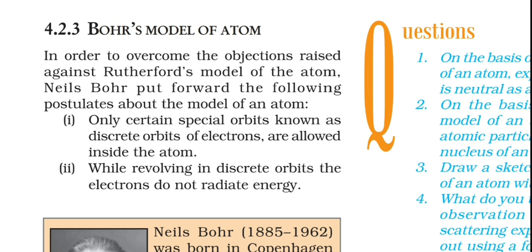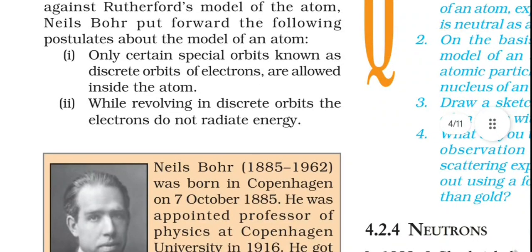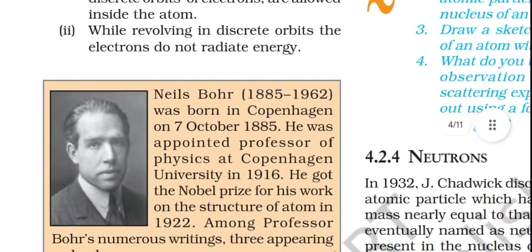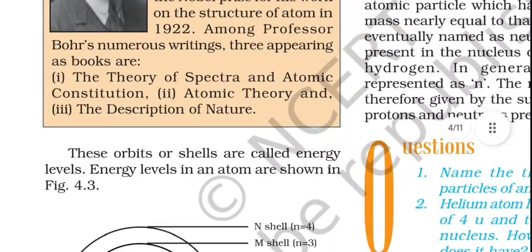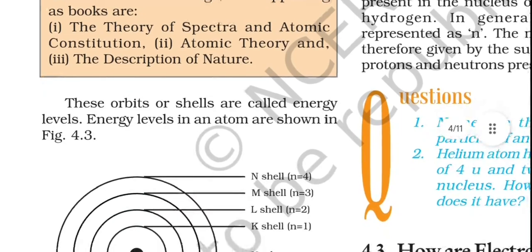While revolving in the discrete orbits, the electrons do not radiate energy. When these electrons are revolving around the nucleus, at that time they will not lose their energy. They radiate their energy only when they jump from one orbit to another orbit.